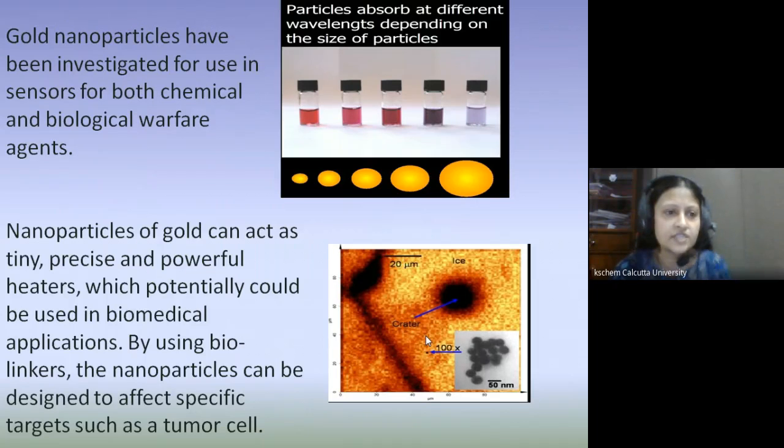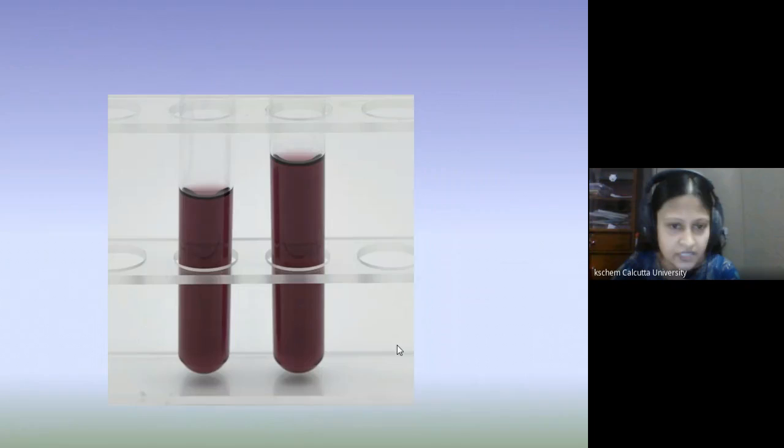Now, firstly, we chose gold nanoparticles because they are very easily prepared, and many people have reported the formation of gold nanoparticles, and they have been investigated for use in sensors for both chemical and biological warfare agents. Nanoparticles of gold can act as tiny, precise, and powerful heaters, which potentially could be used in biomedical applications. By using biolinkers, the nanoparticles can be designed to affect specific targets such as tumor cells.